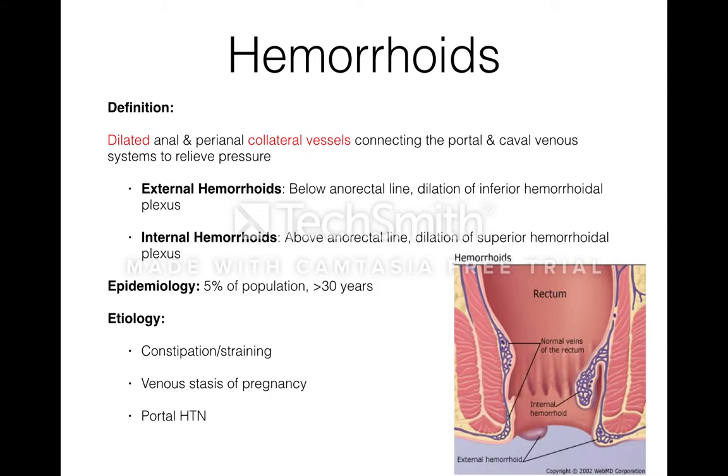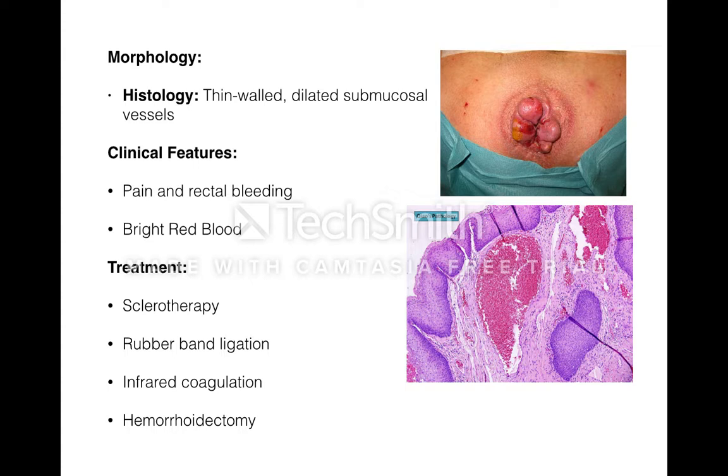Hemorrhoids can be found in 5% of the population and are normally found in those older than 30. They can arise from increased venous pressure, so common predisposing factors are constipation and the associated straining, venous stasis of pregnancy, or portal hypertension as in alcoholic cirrhosis. External hemorrhoids, morphologically, can protrude and be observed as a rectal mass as seen in this picture. On histological exam, you will see dilated submucosal vessels with thin walls.